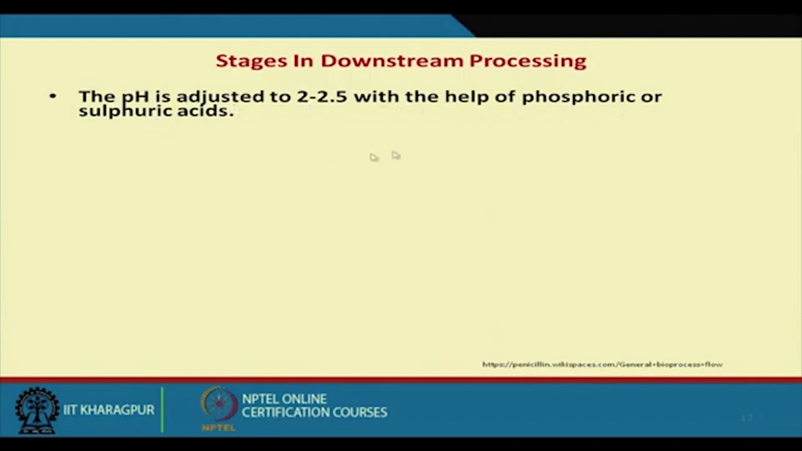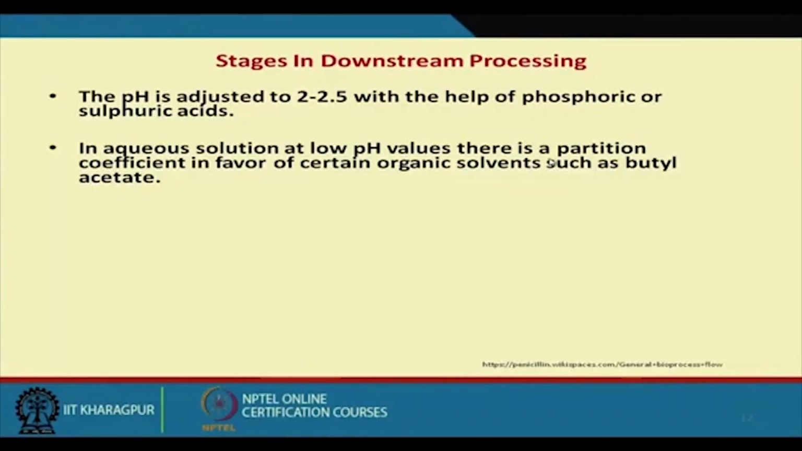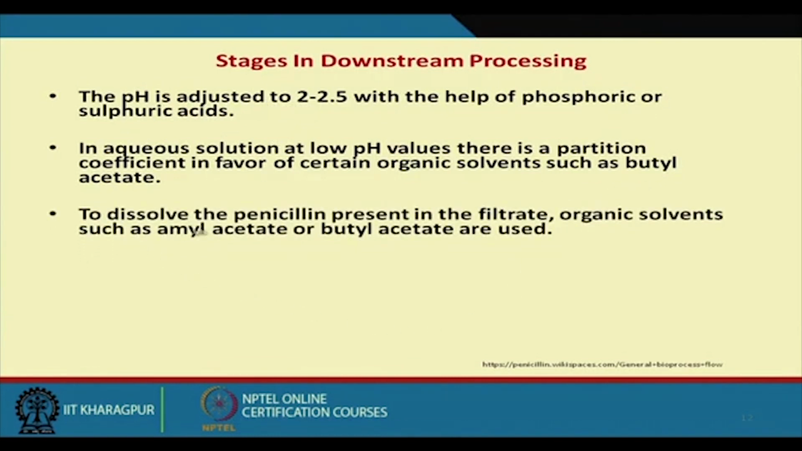with the help of phosphoric and sulfuric acid. In the aqueous solution at low pH there is a partition coefficient in favor of certain organic solvents such as butyl acetate and amyl acetate. So when you reduce the pH, the solubility of the solute will be more in butyl acetate as compared to the aqueous layer. Most of the penicillin present in the aqueous layer goes to the solvent layer, and to dissolve the penicillin present in the filtrate, organic solvents such as amyl or butyl acetate are used.